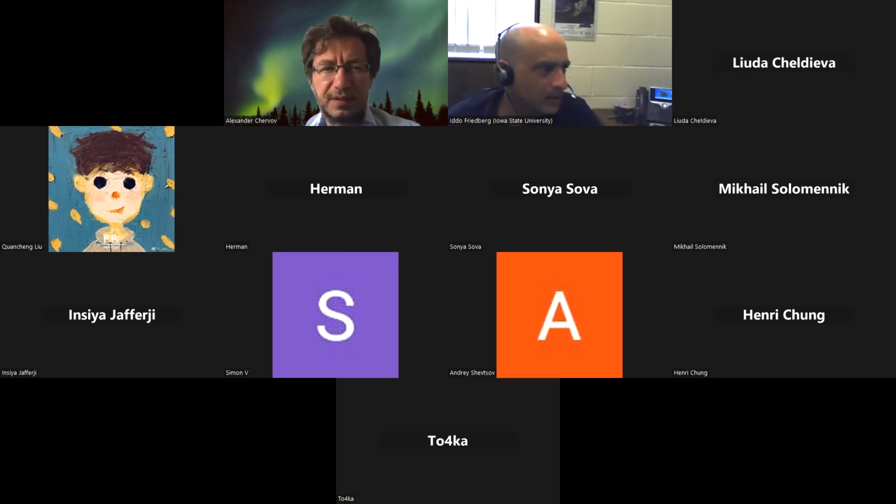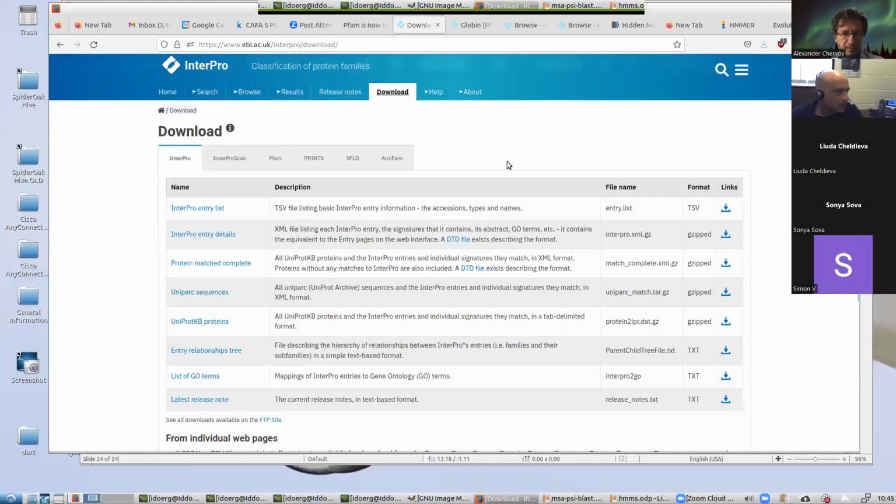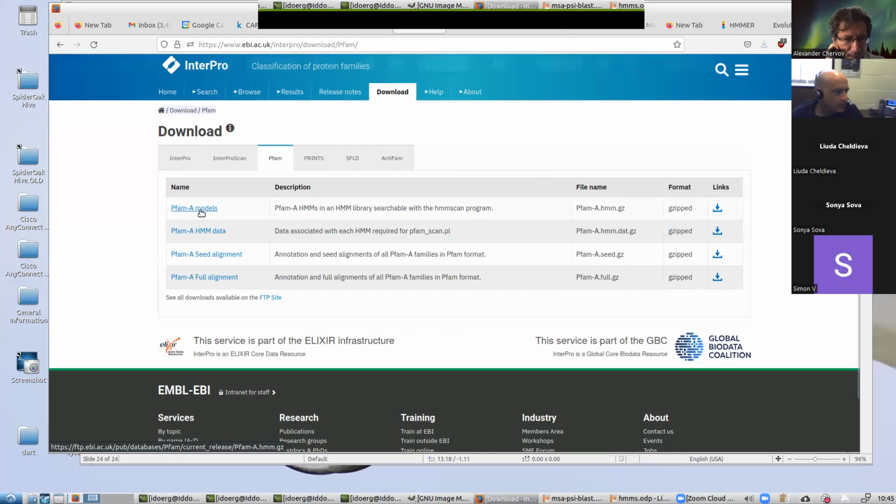Luda, you mean where exactly in the database the correspondence is stored? Yes. Yeah, I can show that. I think it's in PFAM. If you download PFAM, let me share my screen here. So go to the download page, PFAM tab. You have the models here, and I believe those are mapped to GO. If you download the PFAM-A models.